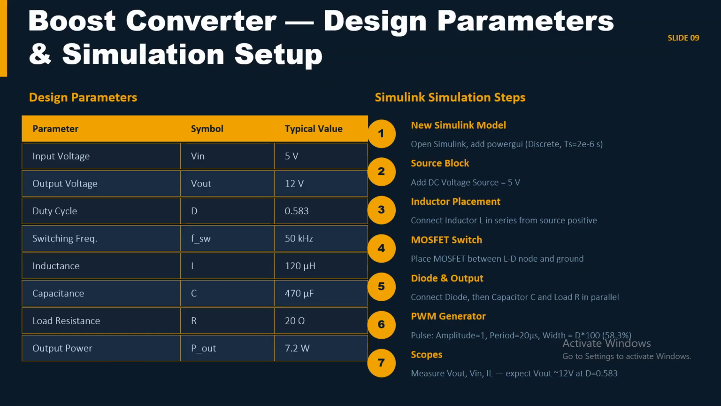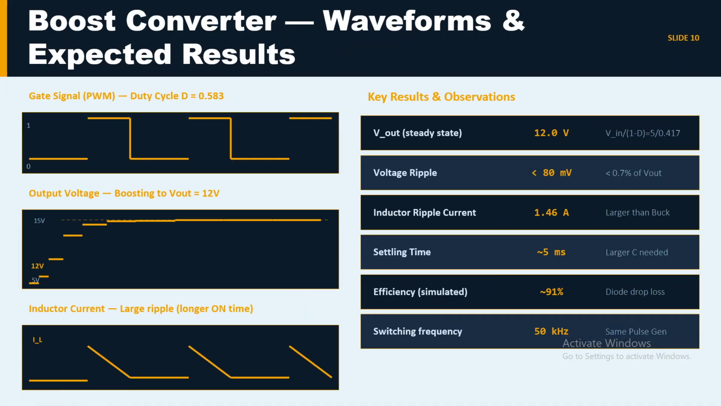So you can see the parameters. Input voltage, let us consider 5 volts. Output voltage will be 12 volts. It is increased. And here the duty cycle we have given is 0.583, and switching frequency 50 kilohertz, inductance value 120 microhenry, capacitance 470 microfarads, load resistance 20 ohm, output power 7.2 watts. So these are the specifications we are going to give in the boost converter.